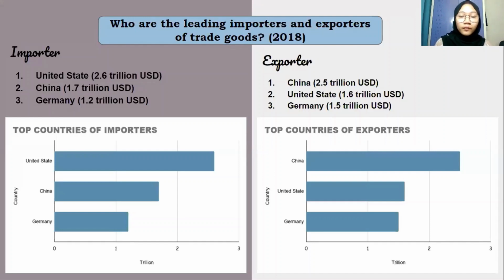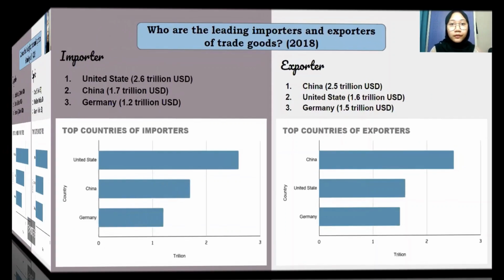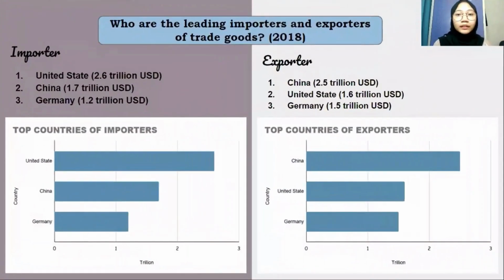Next, for the largest exporters around the world, the first country is China with a total of 2.5 trillion US dollars, followed by the United States with 1.6 trillion, and lastly Germany with 1.5 trillion US dollars.